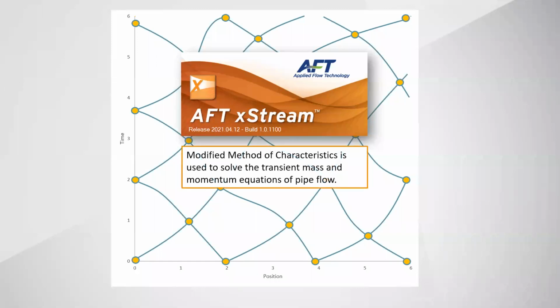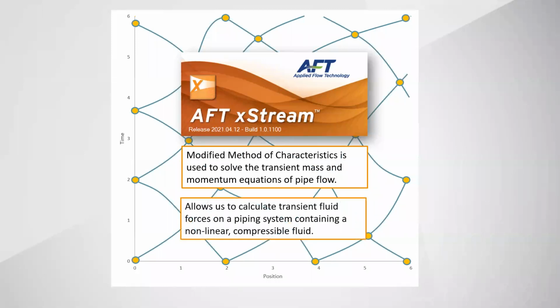So AFT uses this modified method of characteristics, and it solves the transient mass flow and momentum equations, as well as thermodynamic relationships in the compressible fluid. And what this allows us to do is to calculate the transient fluid forces in a piping system for compressible fluids, which are behaving in a nonlinear way.